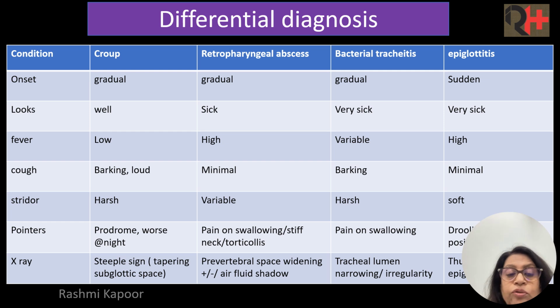Although you don't have to do an X-ray in each of these cases, if an X-ray is done in croup, it shows a steeple sign, that is tapering of the subglottic space. In retropharyngeal abscess, on X-ray there will be widening of the prevertebral space and there could be an air fluid shadow. In bacterial tracheitis, we could see a narrowing of the tracheal lumen and the tracheal lumen will be irregular, and there will be a thumb sign in epiglottitis because of the swollen epiglottis.